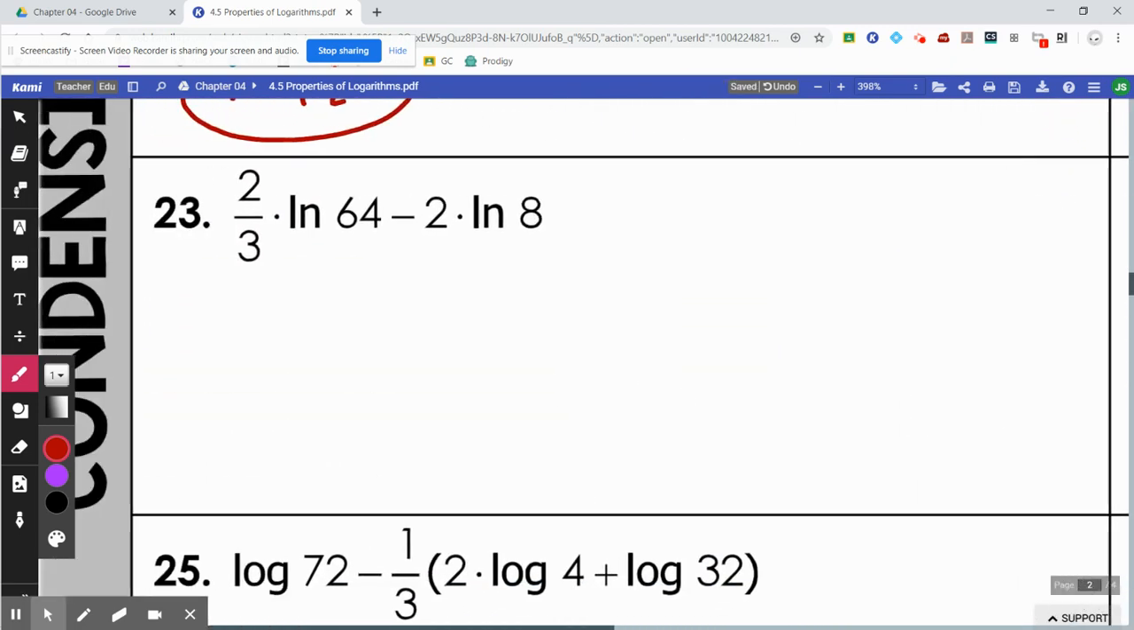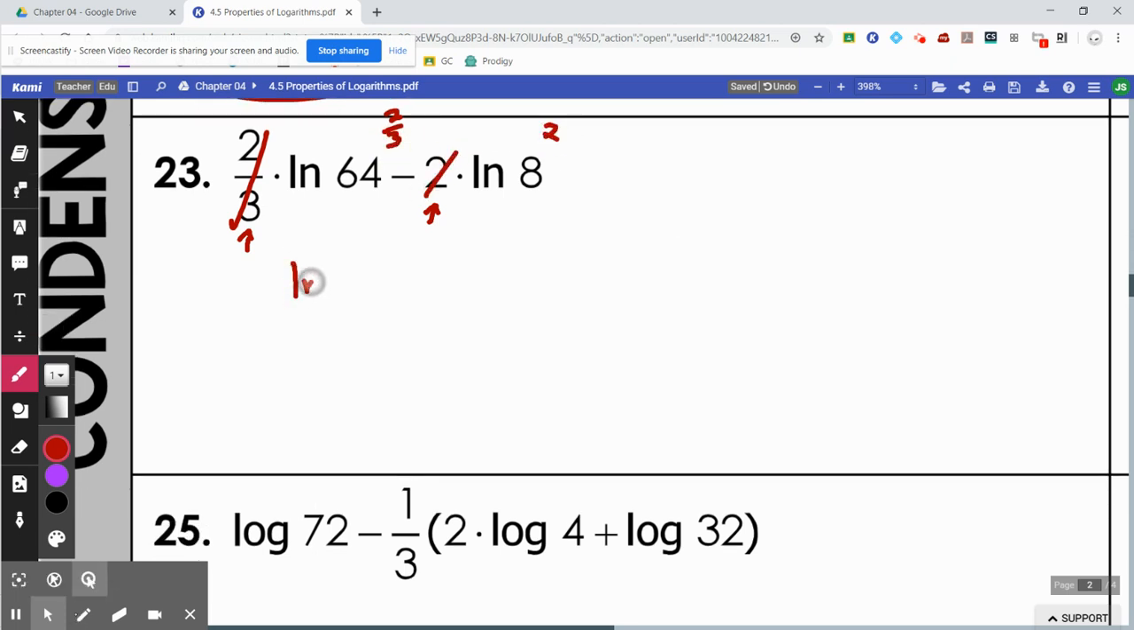Number 23. First, let's take care of the 2/3 and the 2. Let's move them back up to exponents. So 2/3 power there and a second power there. So it'd be the natural log of 64 to the 2/3 power. Bottom number's a radical, top number's an exponent. Always do the radical first just to make it cleaner. Cube root of 64 is 4, and you still have your second power, so that gives you 16.